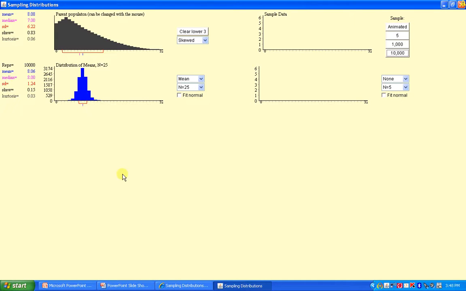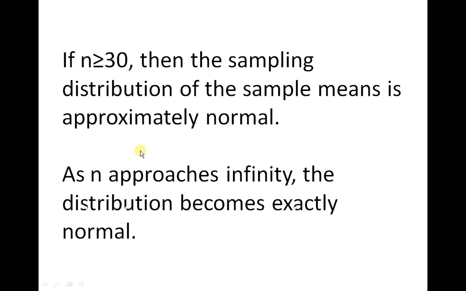Okay, so that brings us to what the central limit theorem is. This is what the central limit theorem says. As n approaches infinity, which means as sample sizes get larger and larger, the distribution becomes exactly normal. Okay? So in practice, we know we're never going to have a sample size of infinity, so our distribution is not going to be exactly normal. But we have to come up with some kind of guideline for where we think it's normal enough to use these normal probability formulas and things like that.